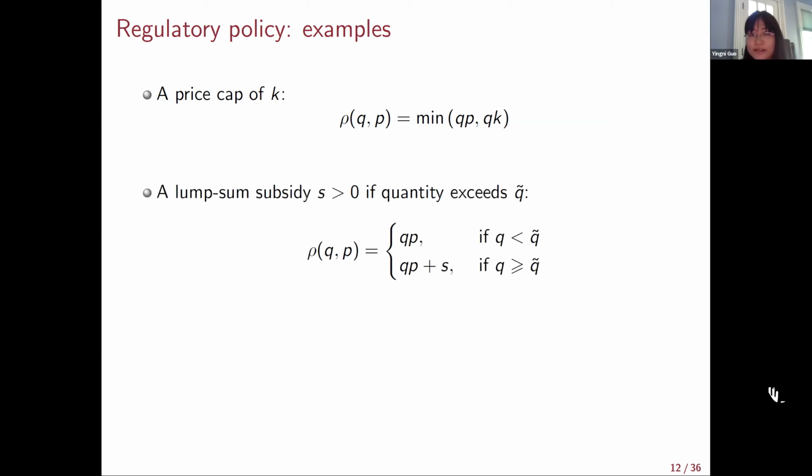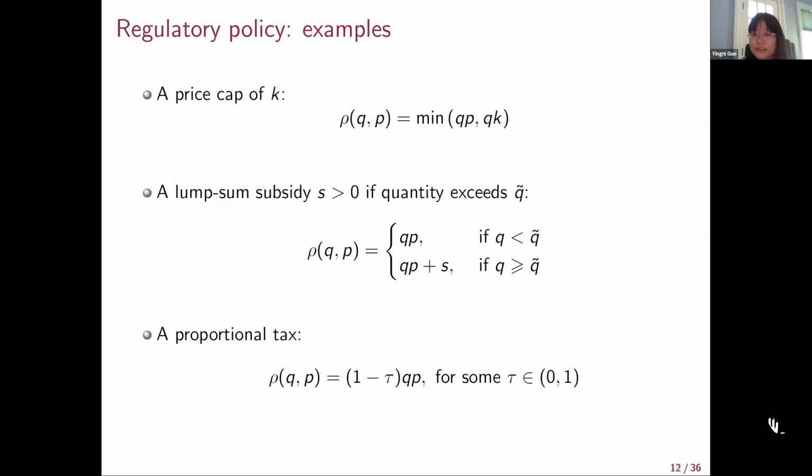A second regulation policy is a lump sum subsidy. Maybe the regulator wants to encourage more production, so he can tell the firm, if you produce more than Q tilde, I would give you a lump sum subsidy of S. So in this case, rho QP is equal to QP if Q is smaller than Q tilde, and equal to QP plus S if Q is greater than Q tilde.